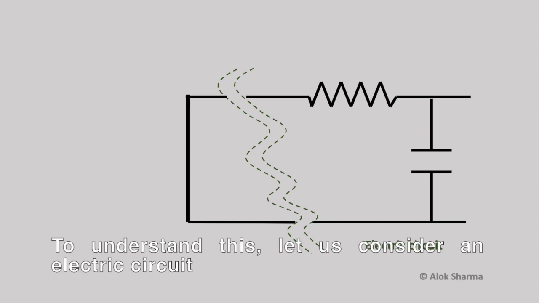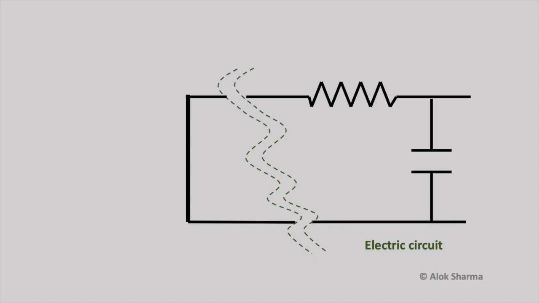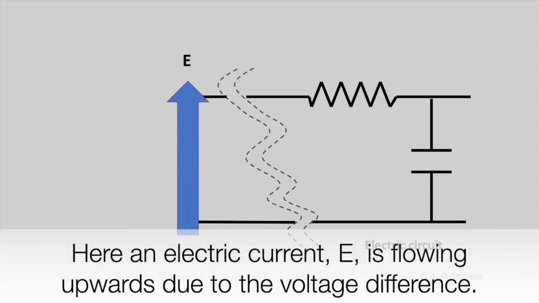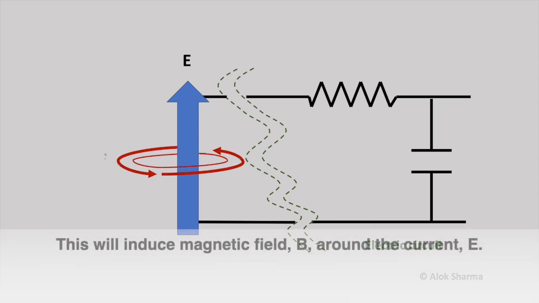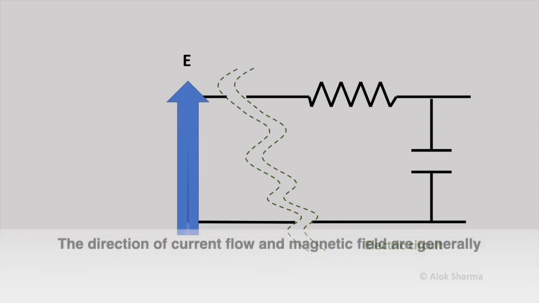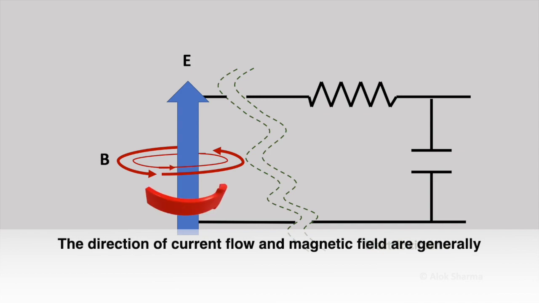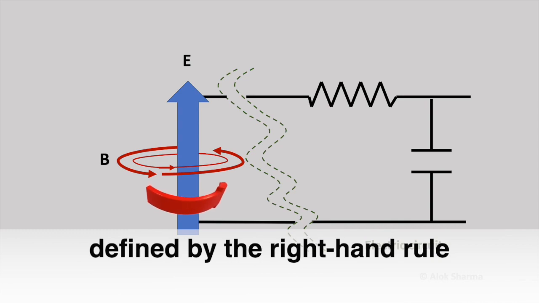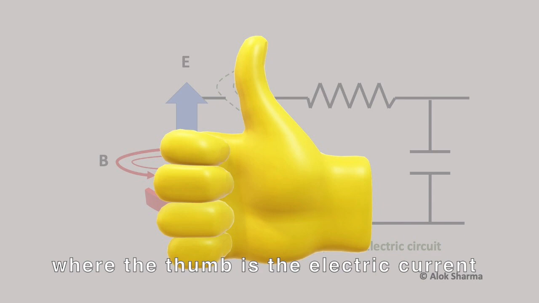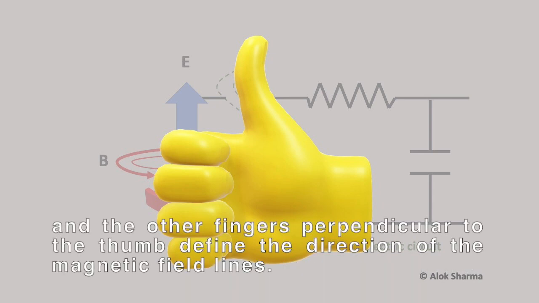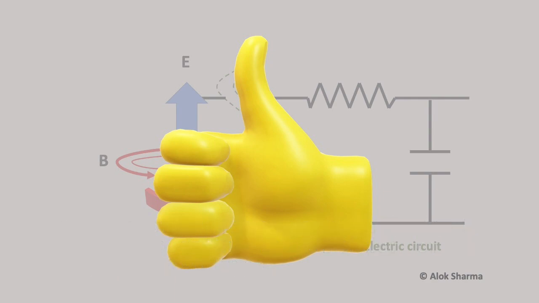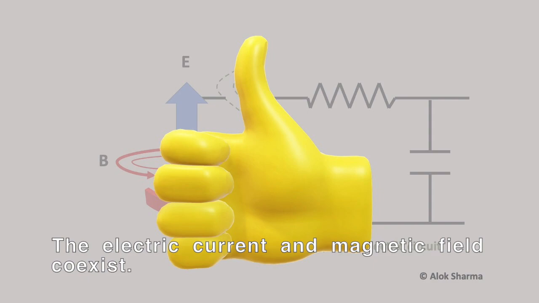To understand this, let us consider an electric circuit. Here an electric current E is flowing upwards due to the voltage difference. This will induce a magnetic field B around the current E. The direction of current flow and magnetic field are generally defined by the right hand rule, where the thumb is the electric current and the other fingers perpendicular to the thumb define the direction of the magnetic field lines. The electric current and magnetic field coexist.